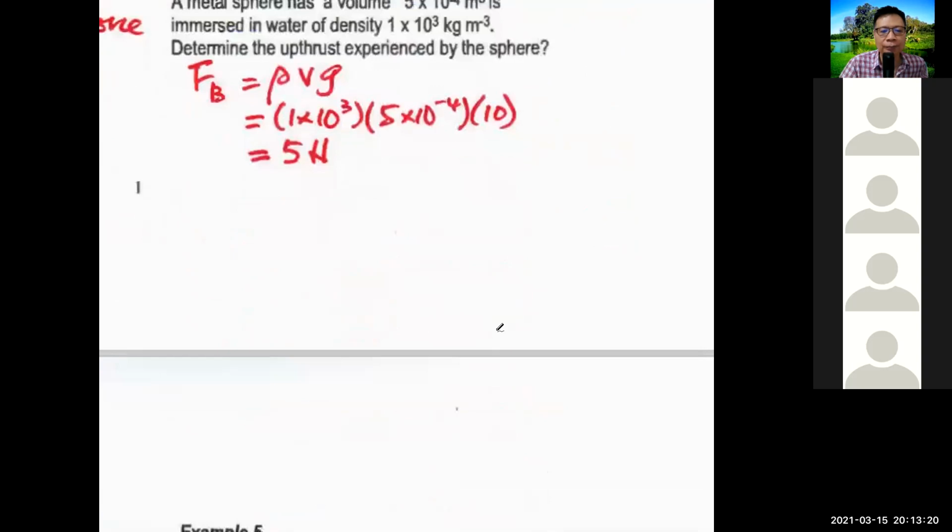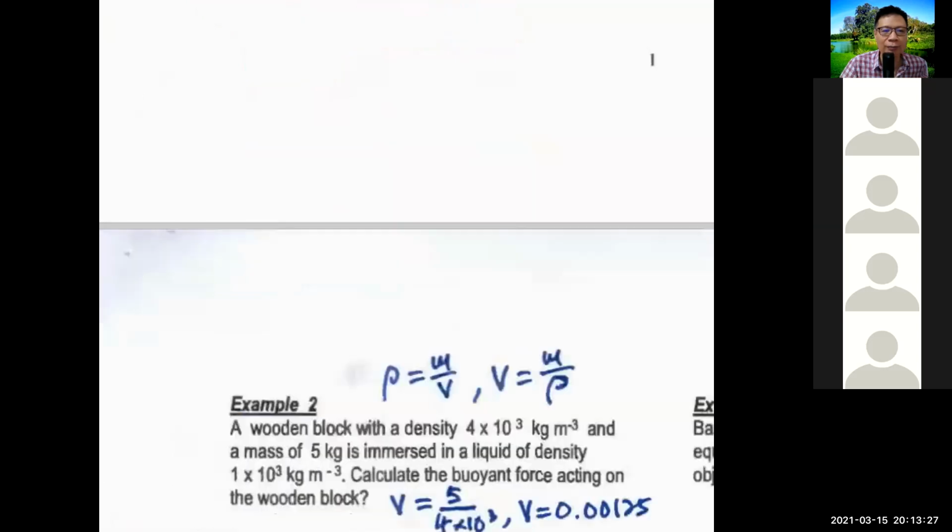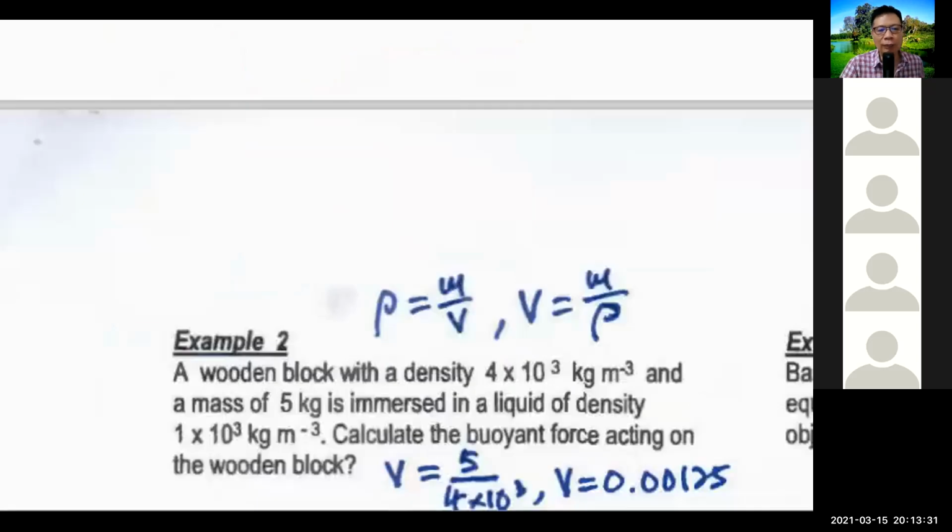All right, now, example 2. This is a difficult question. Think first, okay? In this question, there are two densities: one is the density of the wood, another is the density of the liquid. So you have to be careful. A wooden block with density 4 times 10 to the power 3 and a mass of 5 kg is immersed in a liquid with density 1 times 10 to the power 3. Calculate the buoyant force acting on the wooden block. So far, you know buoyant force has only one formula, rho Vg, so you need to find rho Vg.